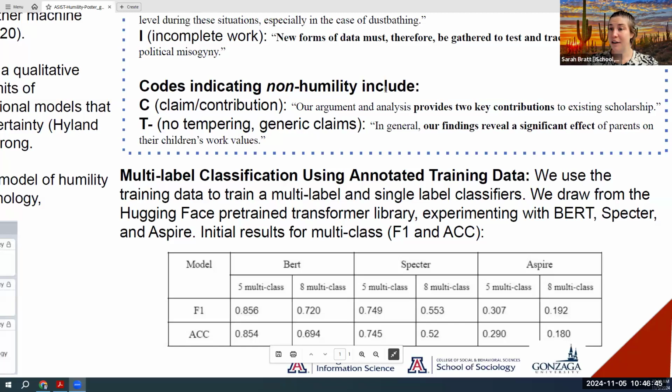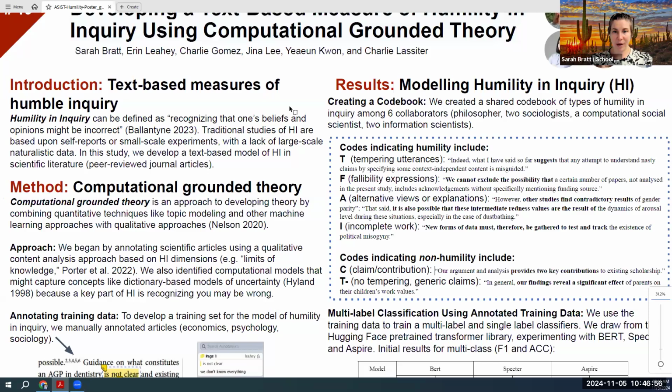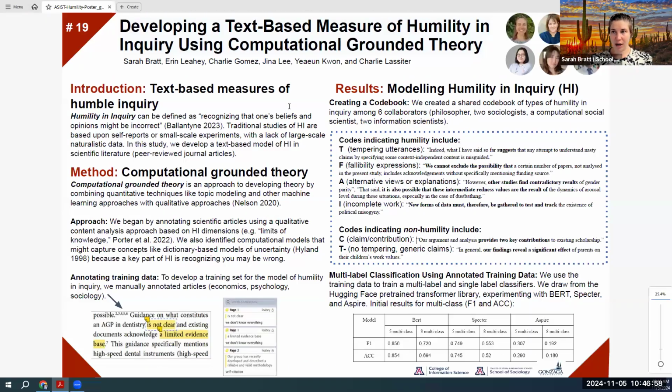Our next steps are to get feedback at a conference in February 2025 on our current findings, and to do a little bit of validation with an expert panel of philosophers and social scientists to verify that some of these concepts are really capturing what the philosophers and psychologists mean by humble inquiry.